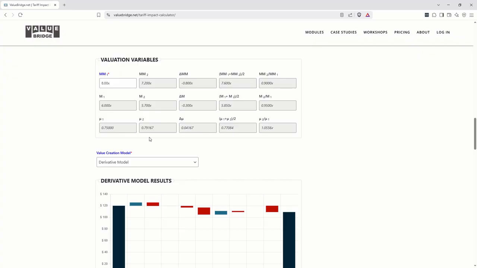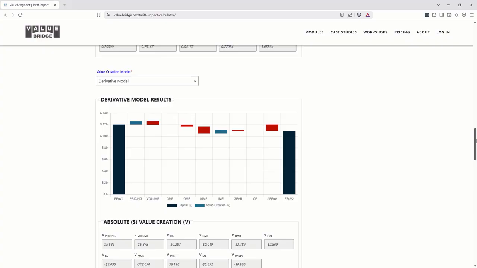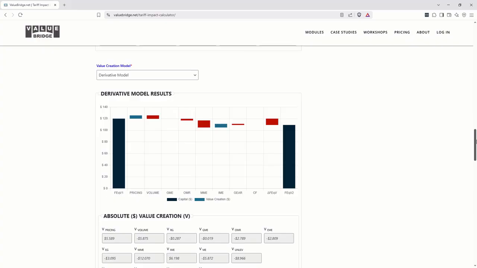And the company's relative valuation, which we measure with mu, actually increases from 6 over 8, or 75%, to 5.7 over 7.2, or 79.2%. This increase in relative valuation generates intrinsic multiple expansion, which allows us to separate the broader market valuation driver from those that are specific to the portfolio company.